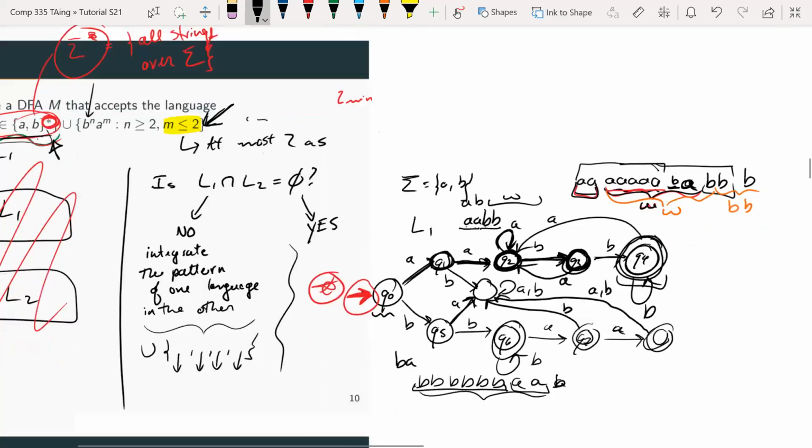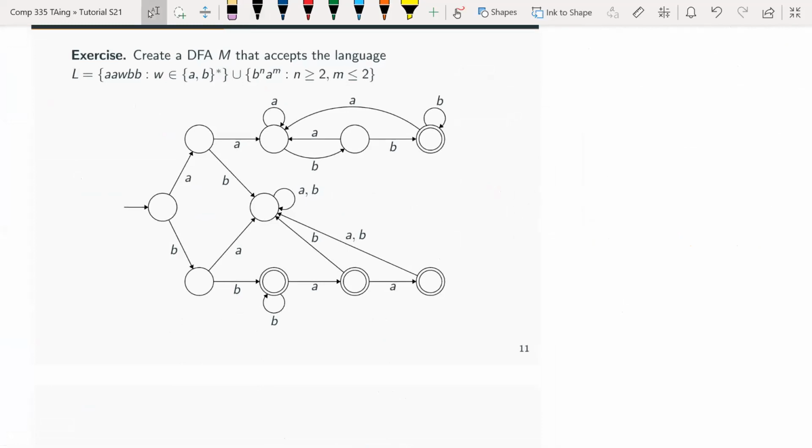And so that's why, if we look at this clearer picture, this is the DFA that accepts L, okay? So hopefully that explanation was worth it, and that it was kind of understandable. Okay.